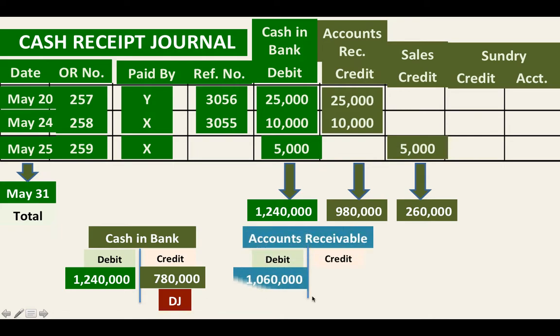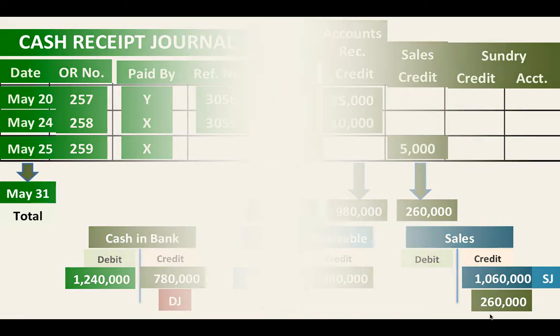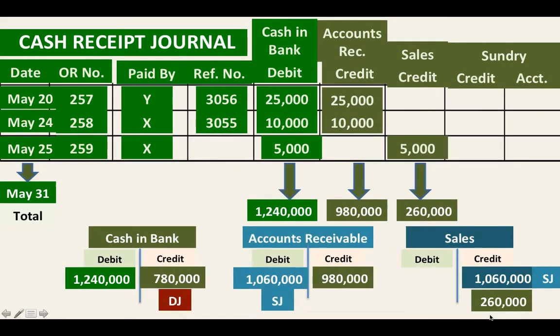And then our accounts receivable, we also have entries in our accounts receivable, so sales journal, and then we can post now the 980,000. And then our sales, we also have entry on our sales from sales journal, and then for cash receipt journal, we have 260,000. Oh, by the way, class, please take note. Okay. For sales, we have this is our sales on account. So we debit accounts receivable on that. And this is our cash sales. Okay.